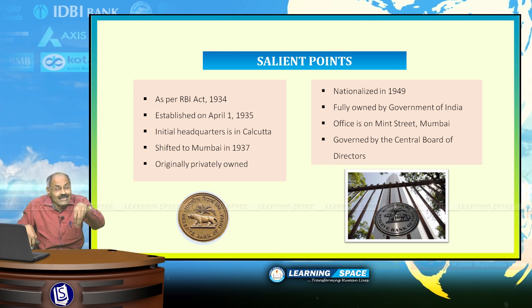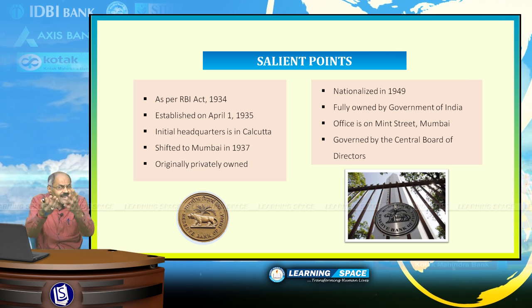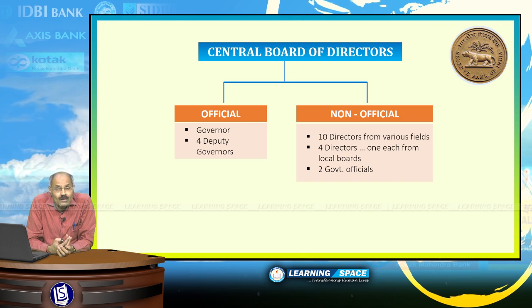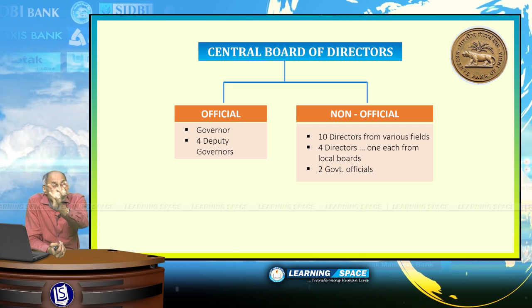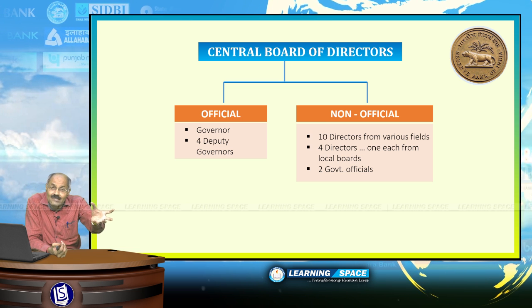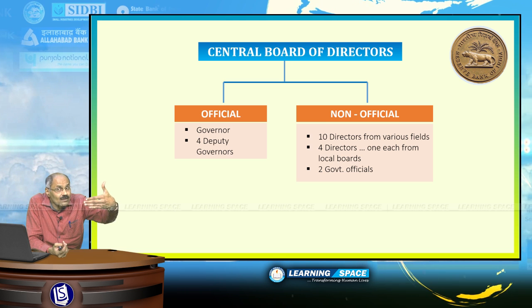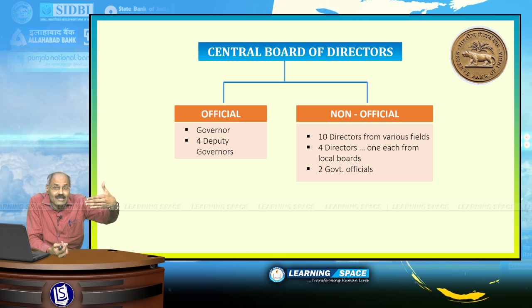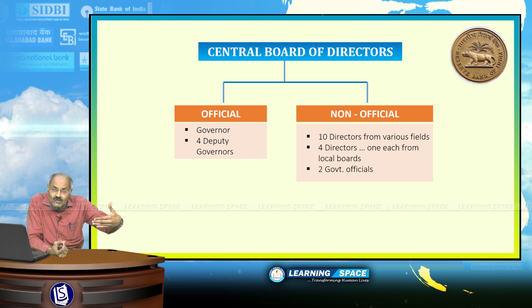Originally it was privately owned but nationalized from 1st January 1949, fully owned by the Government of India. The offices in Mint Street, Mumbai, are governed by the Central Board of Directors. If you look at the Central Board of Directors, there will be 5 official directors, then non-official directors. These official directors are, you can say, full-time directors. That one is the governor, normally the head, then 4 deputy governors. So, the Reserve Bank cannot have more than 4 deputy governors.